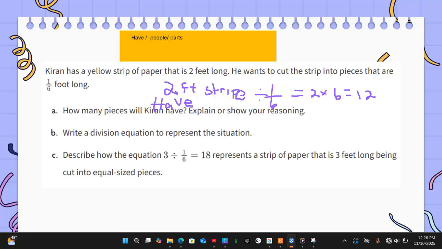So I've already completed B for you at the top up here. Again, you have 2 feet, and that's supposed to say strip, not stripe. Strip divided by 1/6. Again, that is your part. What are you cutting it into? And that equals 12. So he has 12 pieces.